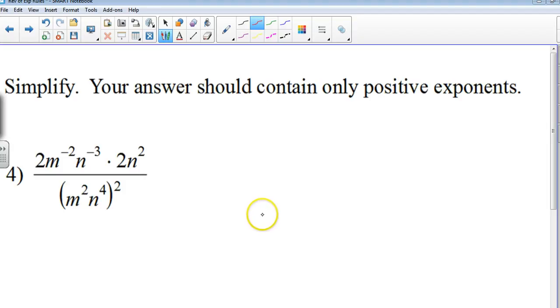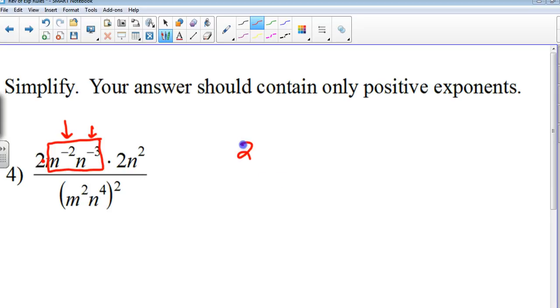Okay, cross the line, change the sign means something needs to move to the denominator to become positive exponents. The trick everyone gets wrong is what? Anybody? Does this 2 go down there? No. This 2 is not attached to this m to the negative 2, right? It's multiplied separately, so while these need to move to the denominator, the 2 does not.